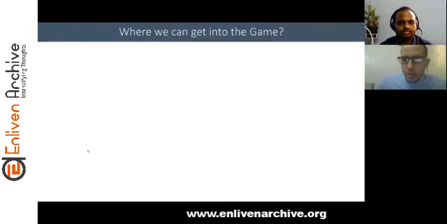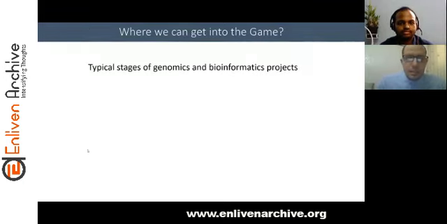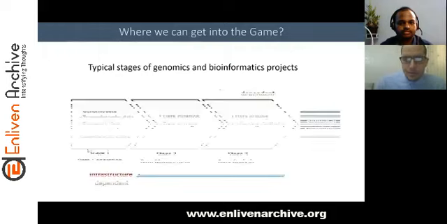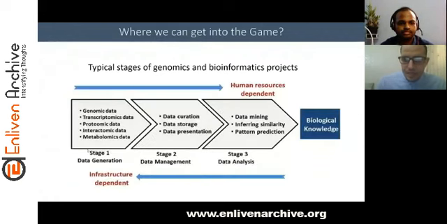Where can we get into the game? Typically there are three stages of a genomic and bioinformatics project. The first stage is data generation, followed by data management and data analysis. The data generation stage has genomics and all the omics data. Then for the second stage, we need data curation, data storage, and data presentation. The third stage needs data mining, inferring similarity, and pattern prediction.